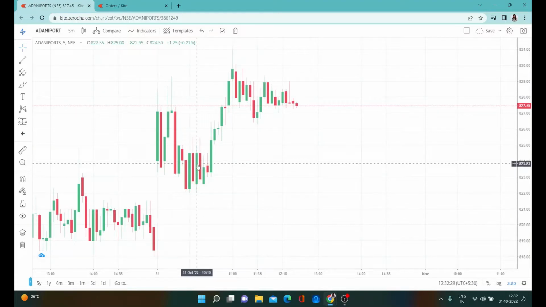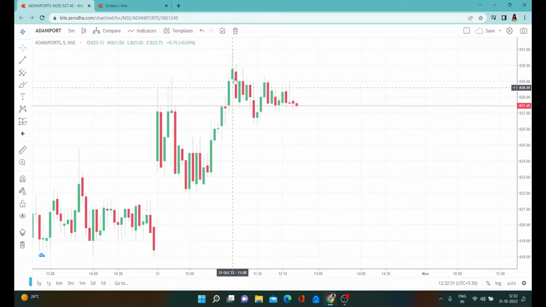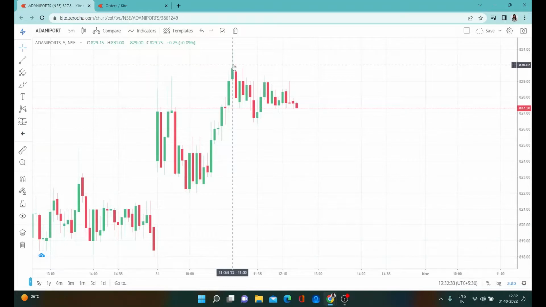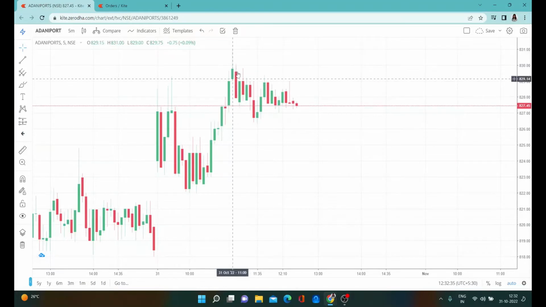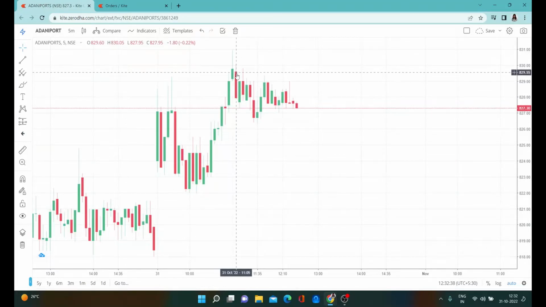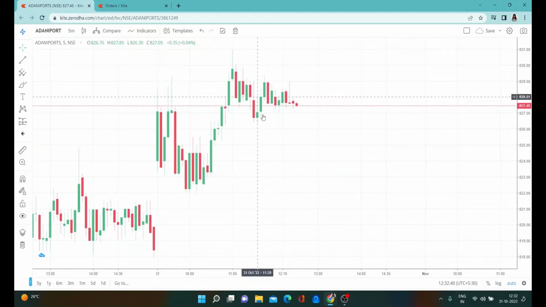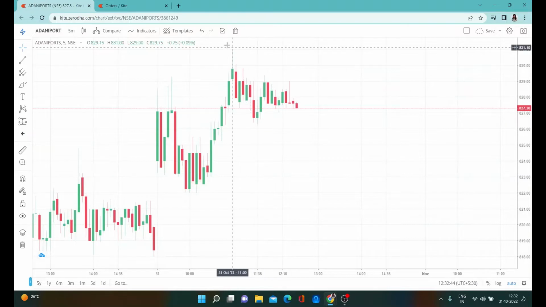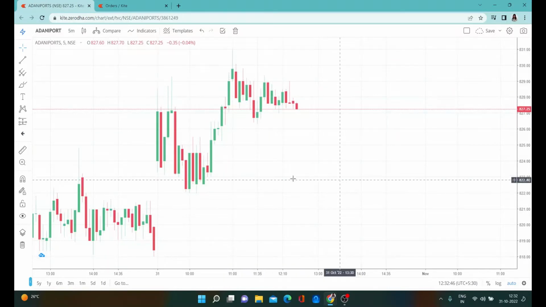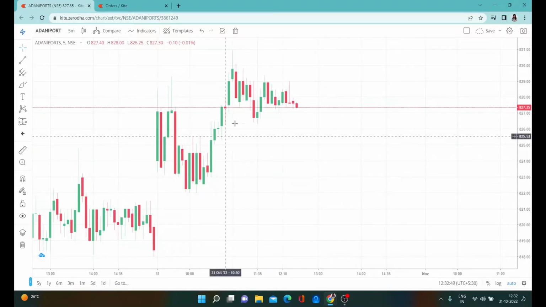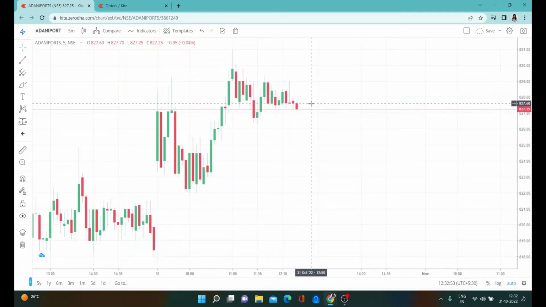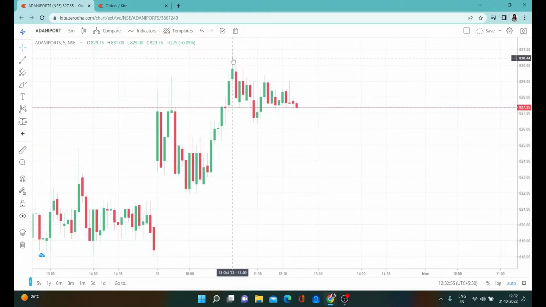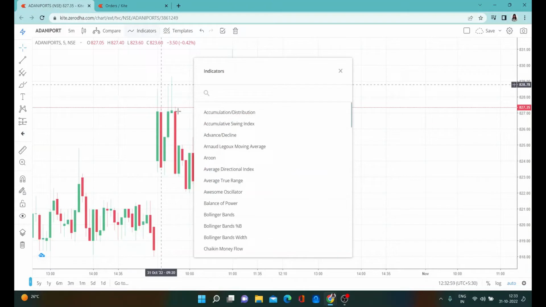You see at 10 o'clock it has given a bullish movement till 11 o'clock and then came a bearish candle, but then the market hasn't gone down. There is some kind of uncertainty in the market, and I can see that it is forming a triangle pattern here. I'll make it much clearer by drawing it, but before that I'd like to use a couple of indicators here.